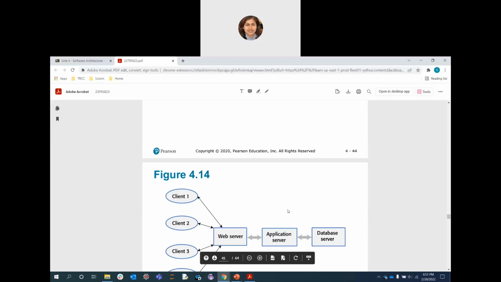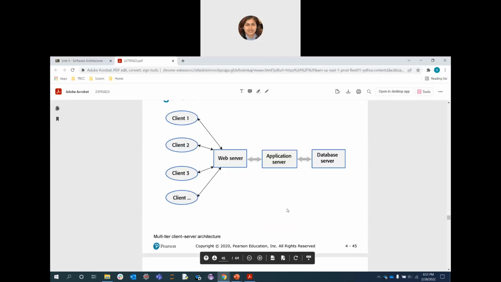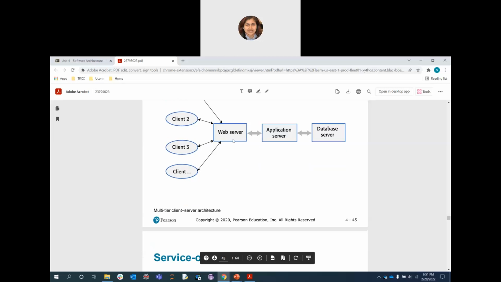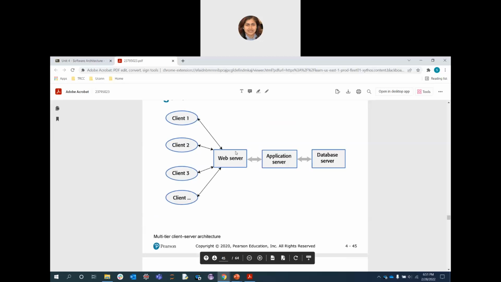Here in the figure, it shows a multi-tier client server architecture. So there are multiple clients and a web server. Web-based applications usually include three types of servers mostly. A web server that communicates with clients using HTTP protocol. It delivers web pages to the browser for rendering and processes the HTTP requests from the client.